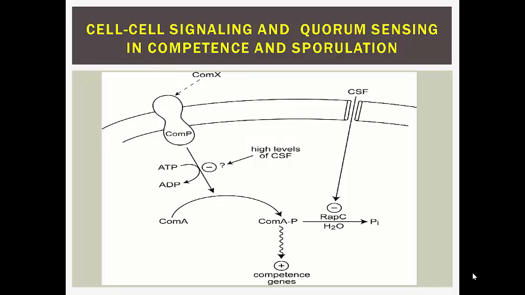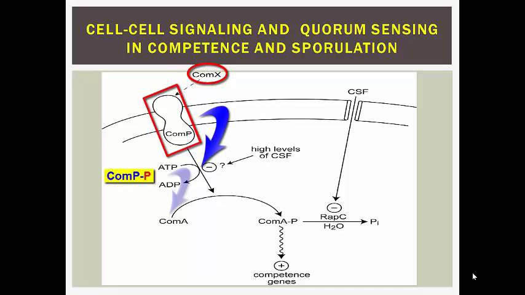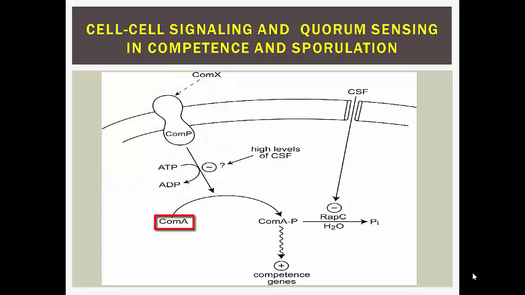The cellular response to COMX pheromone requires the membrane-bound histidine protein kinase, ComP. In the presence of COMX pheromone, ComP autophosphorylates and donates phosphate to the response regulator, or transcription factor, ComA. When ComA is phosphorylated to ComA-P, it stimulates transcription of genes in the competence pathway.